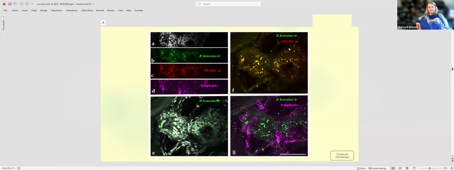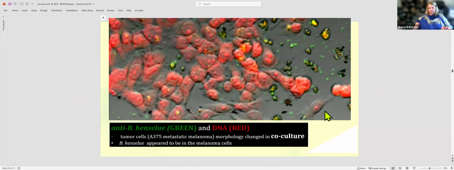No, I'm sorry, it doesn't. This tells us that that Bartonella is producing VEGF-C, which it does. This one tells us that it's inside the vascular system, inside the lymphatics, and that's the bacteria that are in there. So this is an invaluable picture for us.